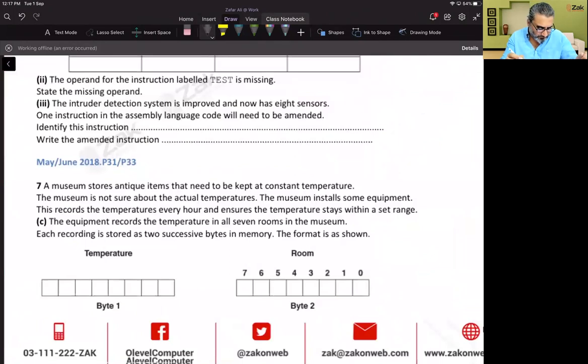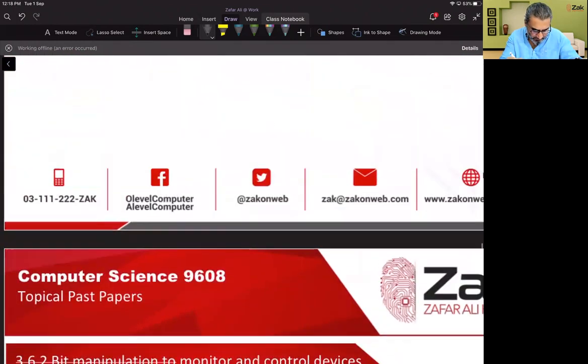So they say the intruder detection system is improved and now has 8 sensors. One instruction in the assembly language code will need to be amended. Identify the instruction. Identify this instruction, write the amended instruction. Let's see which instruction this could be.